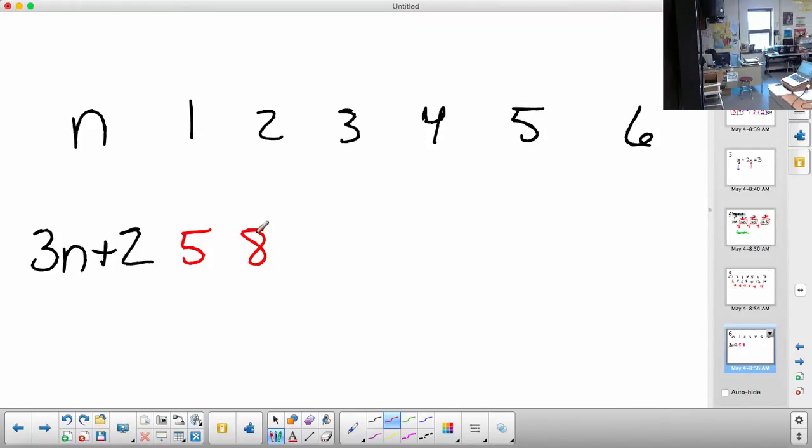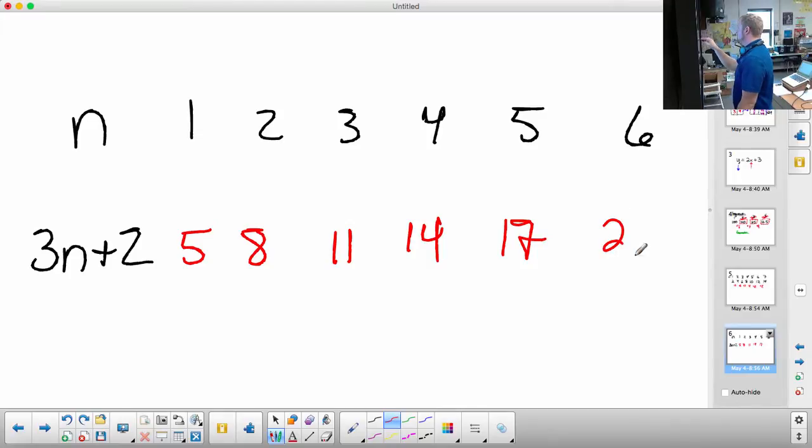Now, stop there. What's in front of the n? A 3. We know this is going to go up by 3s. So can you find the next one without doing this? 8 plus 3 is 11. 11 plus 3 is 14 plus 3 is 17 plus 3 is, and then you keep going.